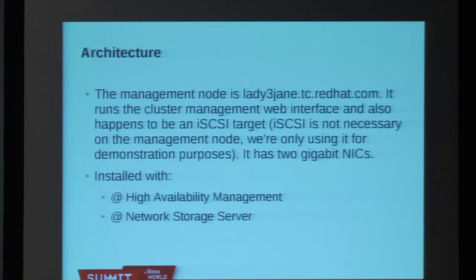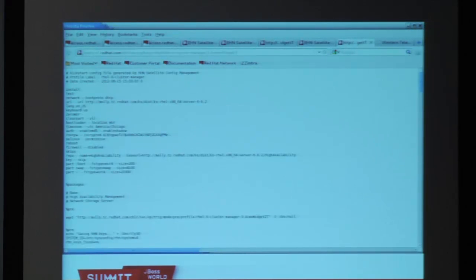We're only using it for demonstration purposes. Like I said, it has 2 gigabit Ethernet NICs. When I installed it, I made sure that I installed the HA management package group and the network storage server package group. I know this is an eye chart, and I'm sorry, this projector is really bad, but essentially, it's a very, very simple installation. All I have is base, HA management, and the network storage server packages in the Kickstart. So very, very simple installation.